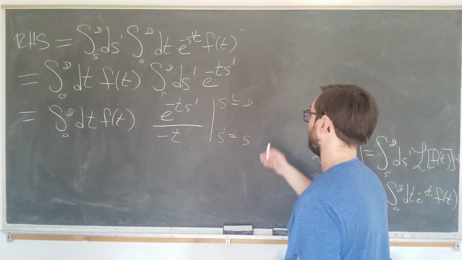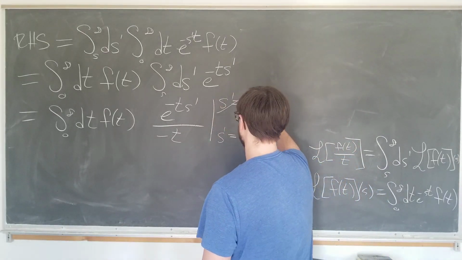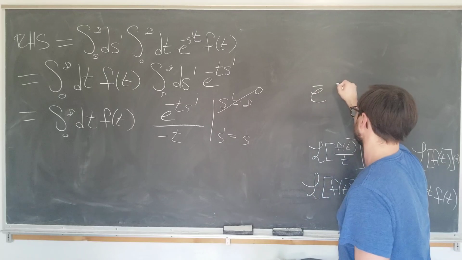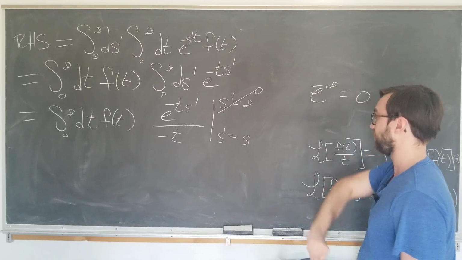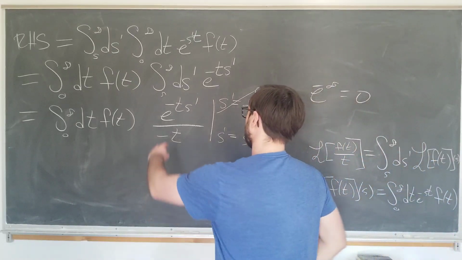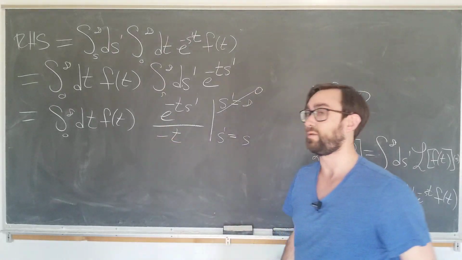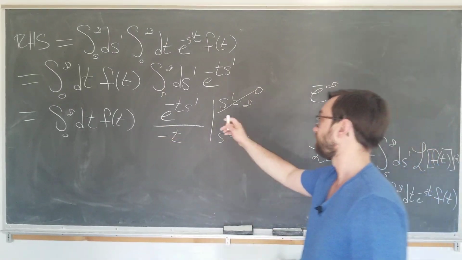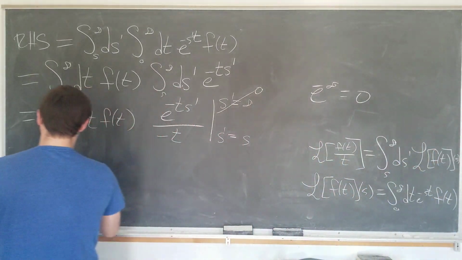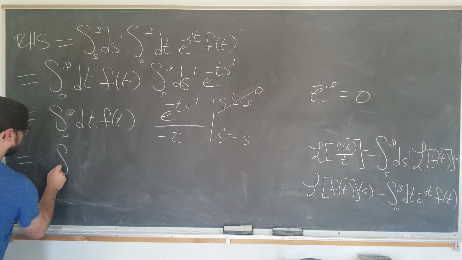That's pretty straightforward. So this limit is going to be 0 because e to the minus infinity, of course, is 0. And we're going to have minus this. So minus minus is plus. We now have the result. It's just the integral from 0.